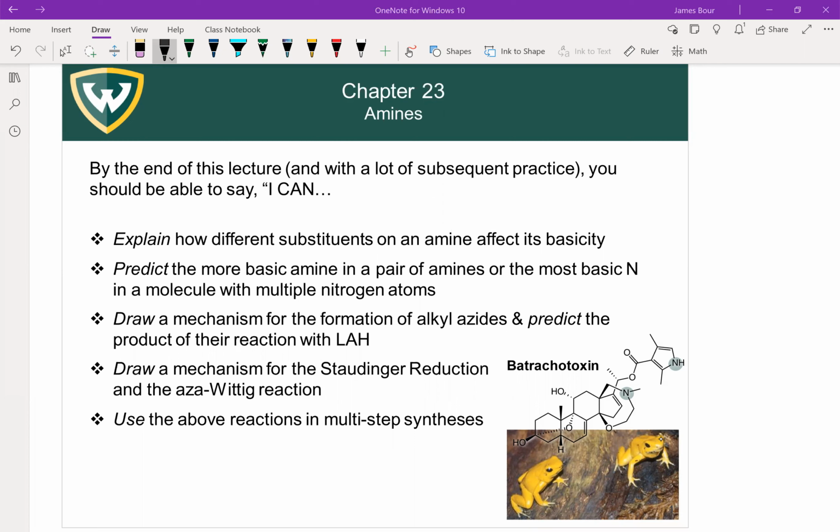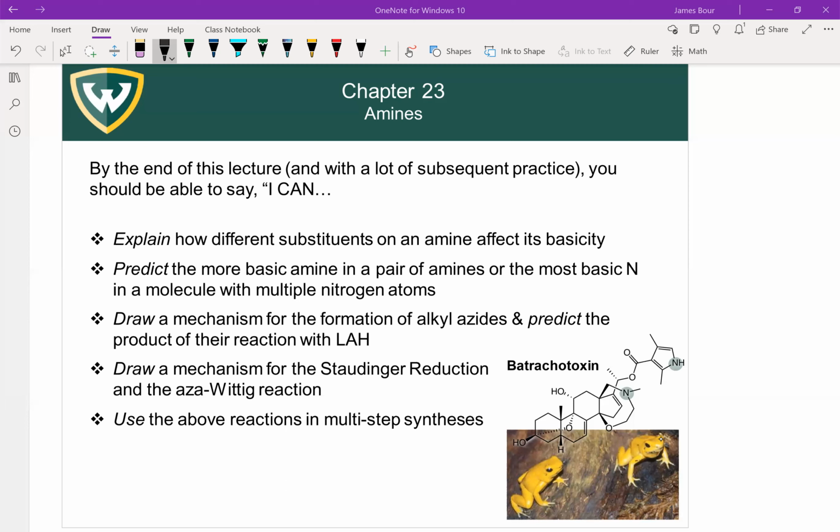So by the end of today's lecture, you should be able to explain how different substituents on an amine affect its basicity. You should be able to predict the more basic amine in a pair of amines, or the most basic nitrogen in a molecule with multiple nitrogen atoms. You should be able to draw a mechanism for the formation of alkyl azides and predict the product of their reaction with lithium aluminum hydride.